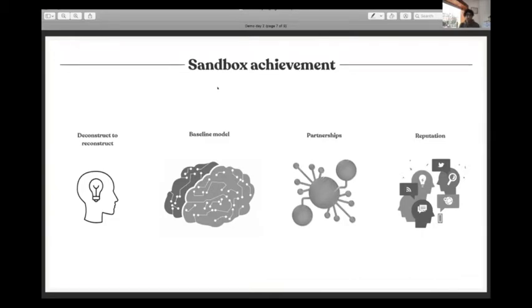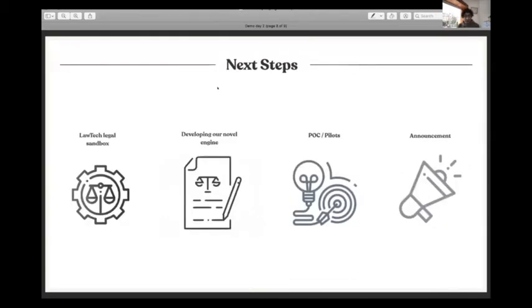So what are the next steps? Well, in parallel to being in the FCA Digital Sandbox, we are also in the Law Tech Legal Sandbox. And the FCA Sandbox has given us a really good, strong foundation where we can take our learning and our baseline model into the legal Law Tech Sandbox.